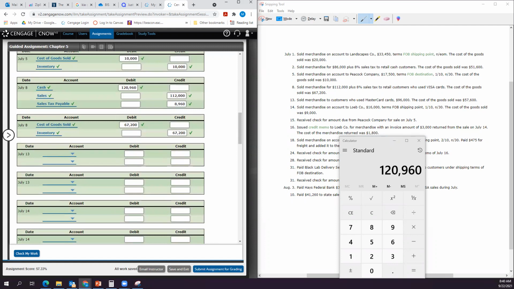Okay, July 13th, sold merchandise to customers who use MasterCards, $96,000, cost of goods sold was 57,600. So we're gonna record cash and sales of 96,000. And then we're gonna record cost of goods sold, inventory going down, of 57,600.